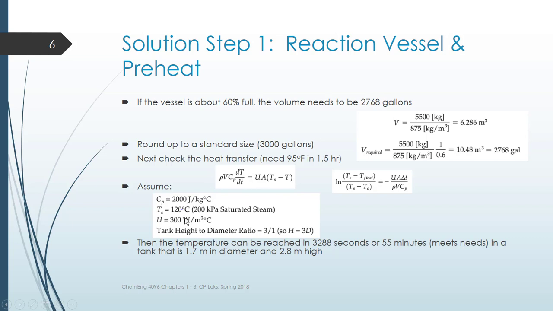Now some of these are assumed values, and they make an assumption of a tank height to diameter ratio of 3:1. Now in a later chapter in the book, they give some guidance on how you might assume some of these values, but they are exactly that. They are assumed values. They are values that are typical of what you might actually see in industry. When they do this, they say the temperature can be reached in 55 minutes, which meets our needs, and that if you do that, then the tank is going to be 1.7 meters in diameter, 2.8 meters high.